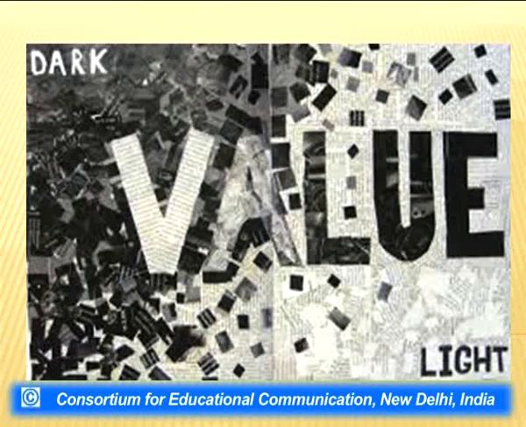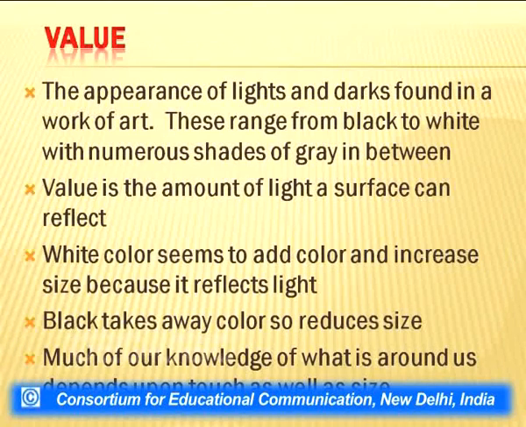If you look at this picture that is there, there are two things. One is the combination of black and white. Another thing that is written on this picture is that on the left hand side it is written dark and on the right hand side it is written light. And you can also see that the word value is also progressing from light to dark. Now that is what value is all about. So let us look at how we define value.